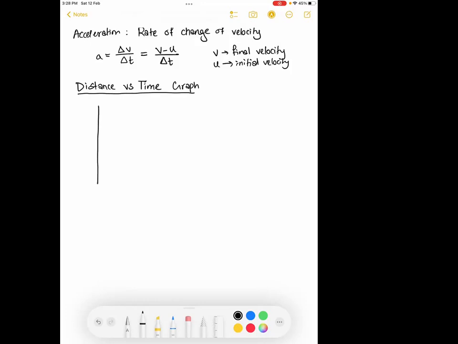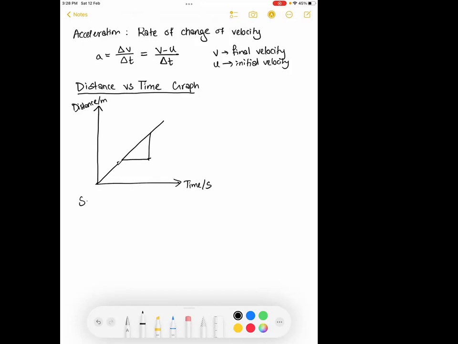So it should look like this. This is, let's say, the distance in meters, for example. This is the time, which is in seconds. Let's say this is our straight line. So obviously the slope will give you the speed.